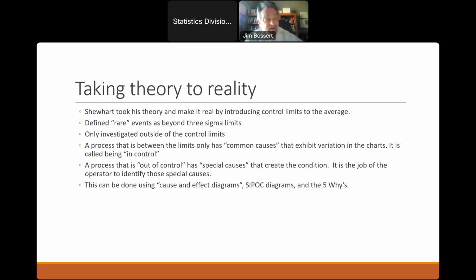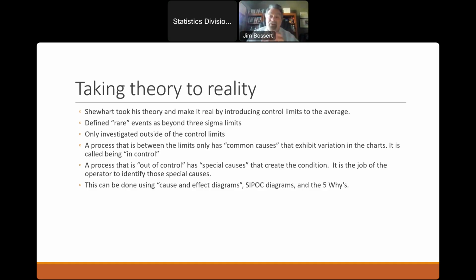And if you think about it, that's kind of an interesting premise because he's saying, okay, this is going to happen 0.27% of the time. Okay, so he was trying to get an idea of what's going on. So, he said, if the process is between the 3 sigma limits, I'm going to consider that common cause and I'm going to call it in control.